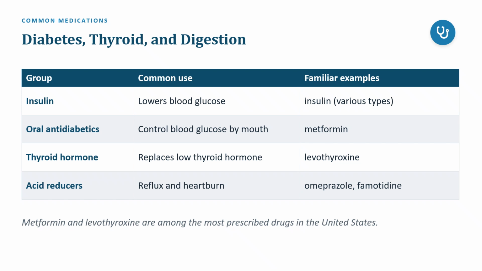For your MA role, the themes repeat. Confirm how and when a patient takes insulin, since timing errors are dangerous. Reinforce that levothyroxine works best taken consistently. And gather a full list, including over-the-counter acid reducers. Recognizing these few high-frequency drugs will make a large share of medication lists instantly readable.